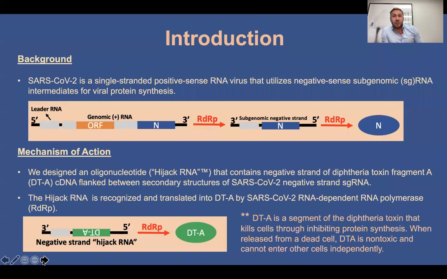Through this mechanism of action, we designed an oligonucleotide called Hijack RNA that looks like a subgenomic negative strand RNA to the viral polymerase, and it hijacks the polymerase to produce a suicide molecule, diphtheria toxin fragment A. DTA kills cells by inhibiting protein synthesis, and because it has no membrane penetration abilities, it cannot enter other cells, and it is non-toxic when it's released from a dead cell.